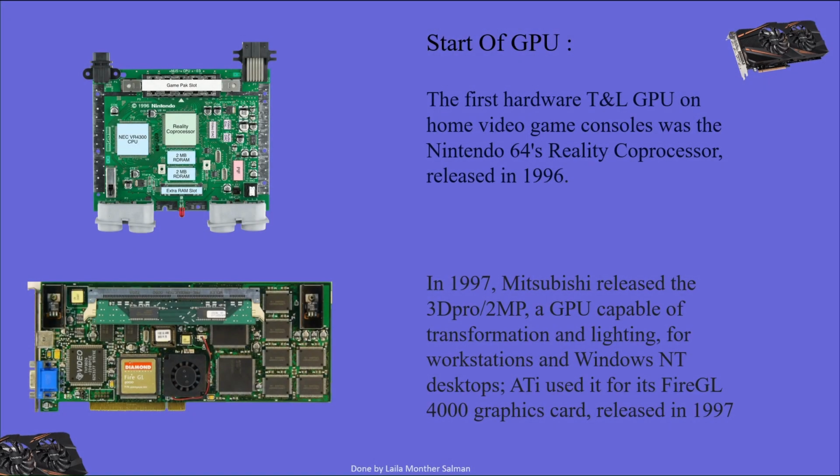Now, let's talk about the start of GPU. The first hardware T&L GPU on home video game consoles was the Nintendo 64's Reality Coprocessor, released in 1996. In 1997, Mitsubishi released the 3D Pro per 2MP, a GPU capable of transformation and lighting for workstations and Windows NT desktops. ATI used it for its Fire GL 4000 graphics card released in 1997.